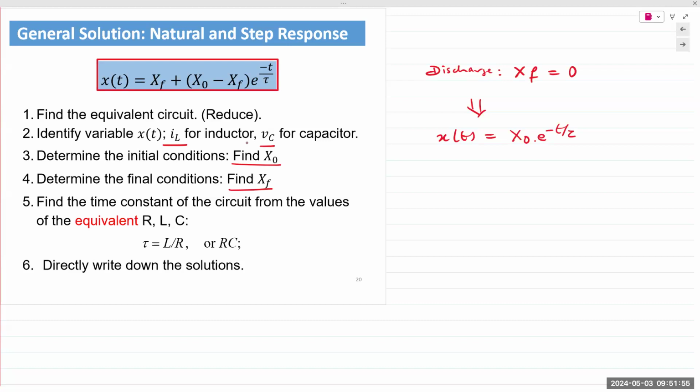I'll give you an example. Let's finish this first. Find the time constant from these two equations. Tau is L over R or tau is RC. That doesn't change. It remains exactly the same for all circuits. If it's an RL circuit, it's L over R. If it's RC, it's R times C. And then directly plug those values in that equation. So this equation has three quantities, x0, xf, and tau. You have to determine these three and plug them directly into this equation.